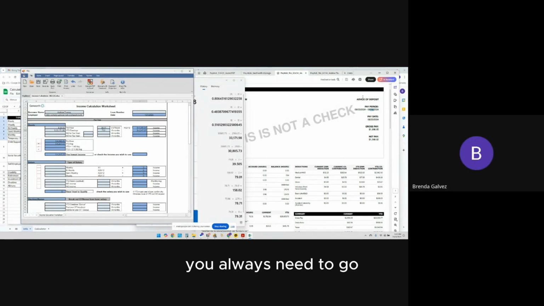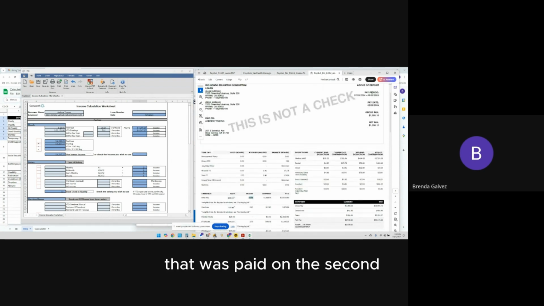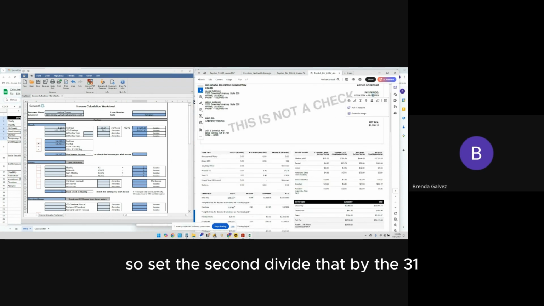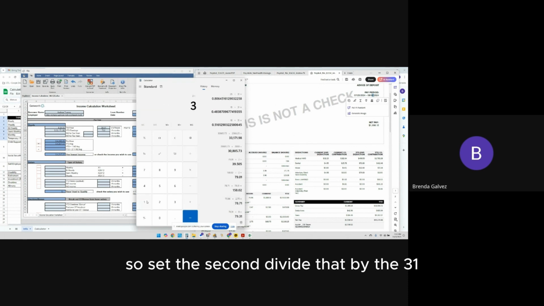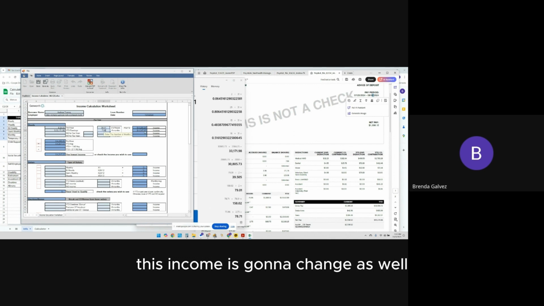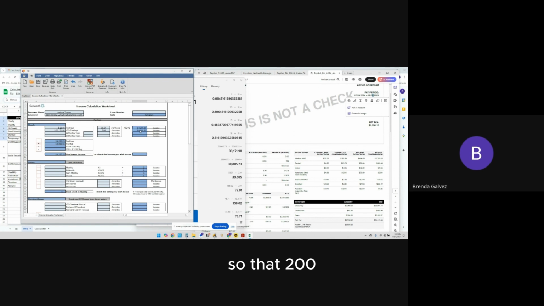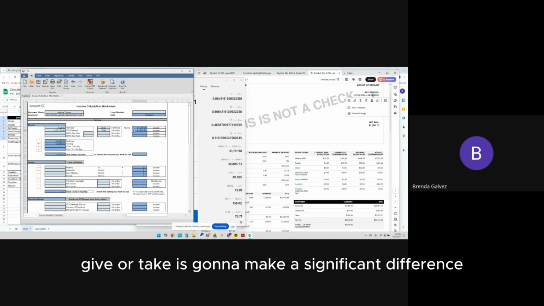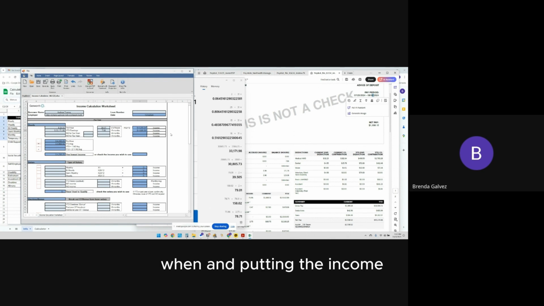So yes, you always need to make sure it's the most recent one, because if we were going based off of this number, that was paid on the 2nd, the 2nd divided by the 31 is a lot different. If we were to put the 7.06, this income is going to change as well. As you can see, it's changing by about 200, give or take. That 200 is going to make a significant difference when inputting the income to calculate our debt to income ratios.